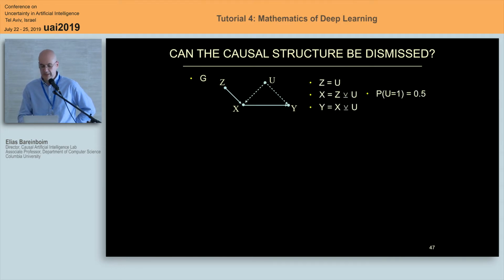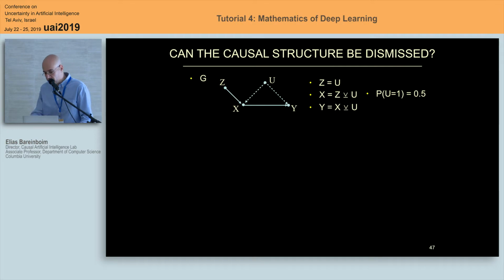But let me show you the example. This is the parameterization. Suppose that it is unobserved by us, the designer of the system, but nature operates in this way. You have Z equal to some source of randomness, U_Z. Each variable will be an XOR of its parents. Then X is an XOR of Z and U, and Y is an XOR of X and U. And now P of U here is half and half, a fair coin.